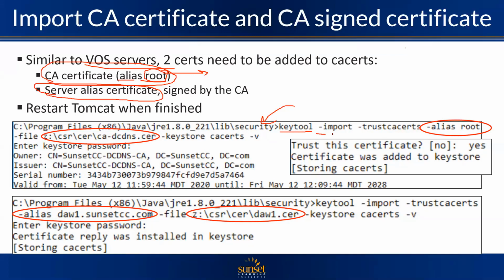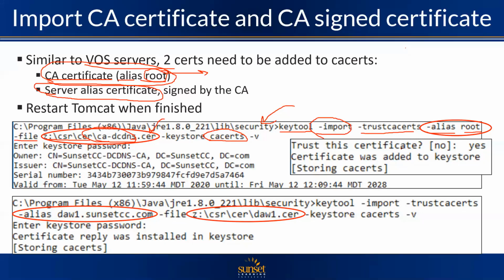In this case, I'm going to do an import. Notice I've got -trust CA certs, and I'm putting in an alias of root, and the file, as a continuation on the second line, is in some location named ca-dns.cer. So again, this first command line is importing, or adding to my CA certs file, the CA certificate with an alias of root.